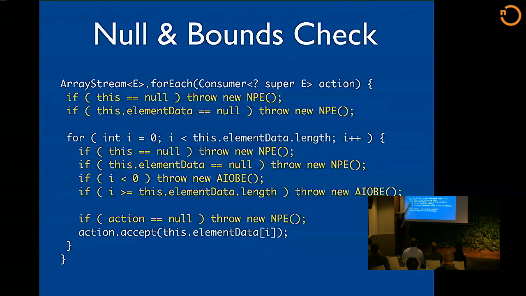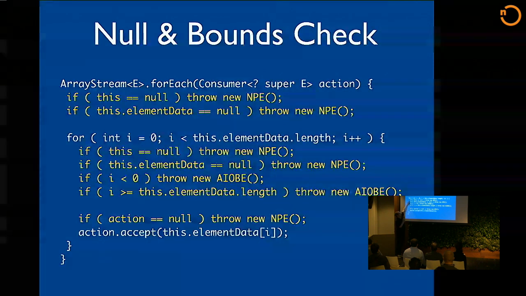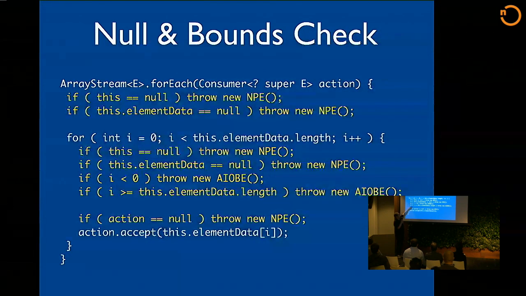Theoretically, we have to do the same thing inside before we can actually access an element of the array. We have to check the element data, and we have to do our bounds checking. We have to say, is I less than 0? Then we have to throw an array index out of bounds exception. Is I greater than or equal to this element data length? We'd also have to throw an exception. And we have to check if our function object, our action, is null as well.